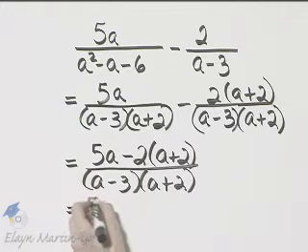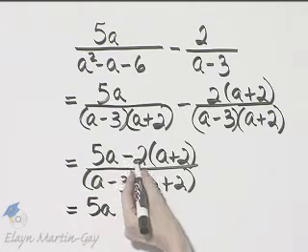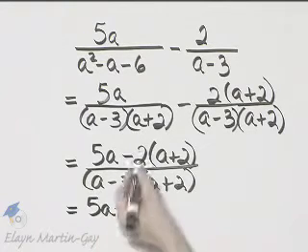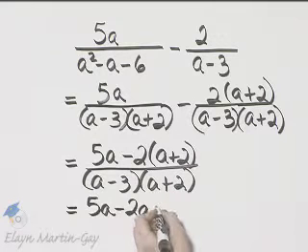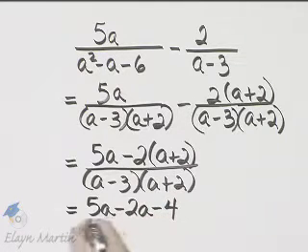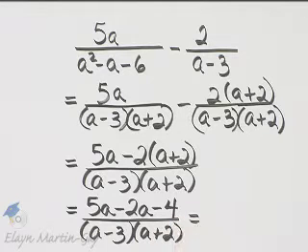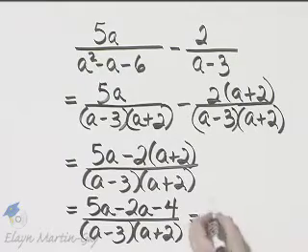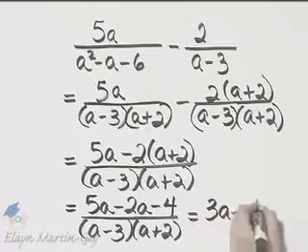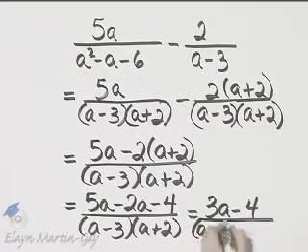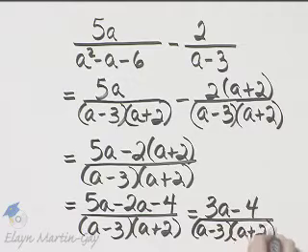So in the numerator I have 5a. Now let's go ahead and multiply. Negative 2 times a, negative 2a, I'll write as minus 2a, and then negative 2 times 2, negative 4, I'll write as minus 4, all over that denominator, a minus 3 times a plus 2. And then let's just go ahead and simplify by combining like terms. 5a minus 2a, that is 3a minus 4, all over that denominator, a minus 3 times a plus 2.